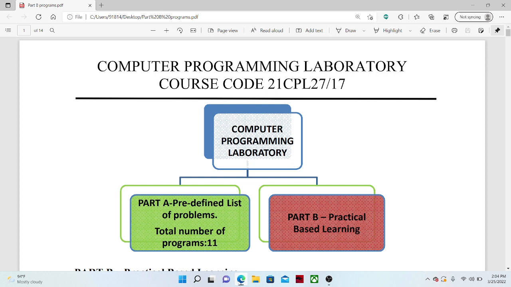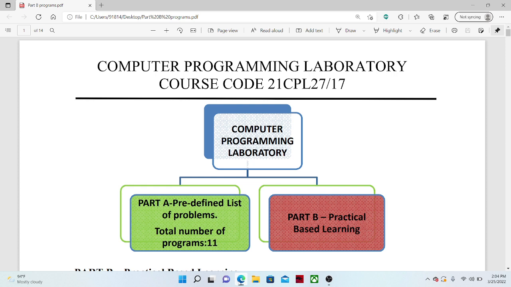Coming to part B, it is totally practical-based learning. Whatever knowledge we have gained theoretically, and based upon the programs we developed in part A, we have to develop a program for a given problem statement. A question will arise: who is going to formulate the problem statement for part B?